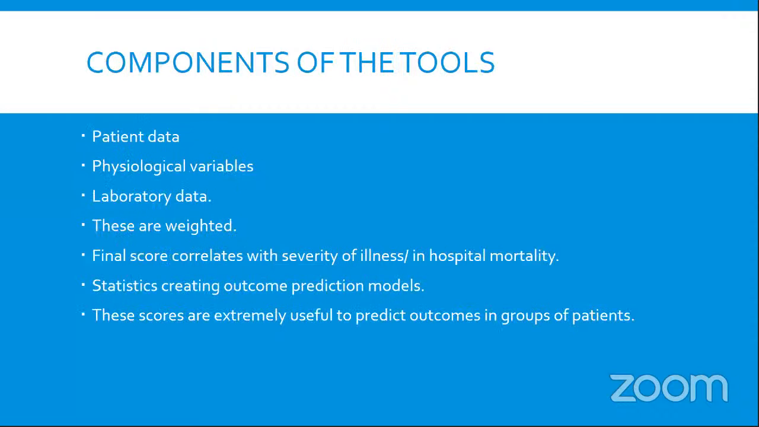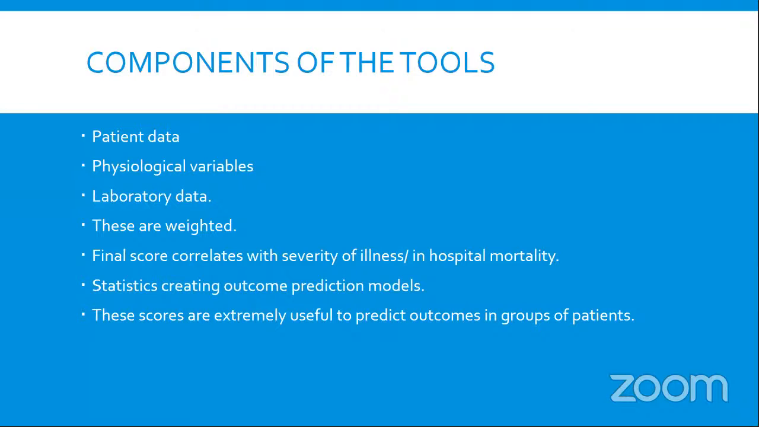What are the components of the tools? Scoring systems are basically tools. What are they? Patient data, physiological variables: heart rate, blood pressure, saturation, PF ratios, and all that. These are all the variables that we refer to, and laboratory data. All these must be weighted.